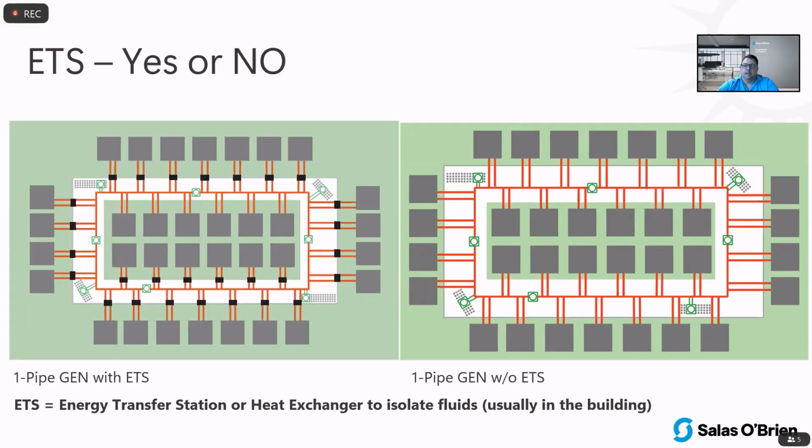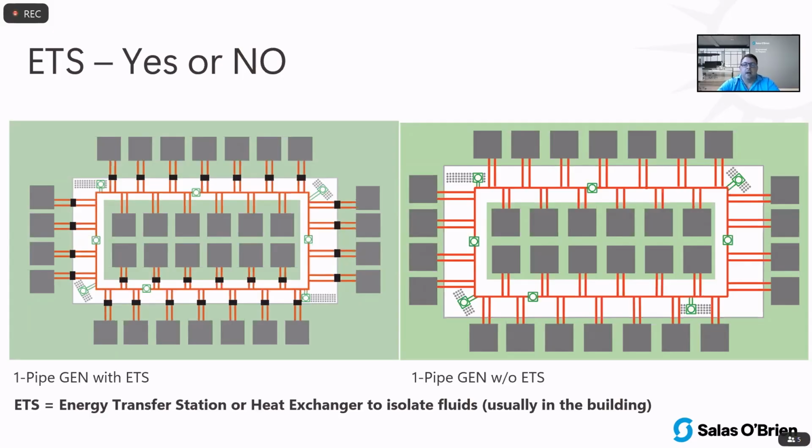The infrastructure is completely isolated, and that way the fluids don't mix, the pressures don't mix. If I had a mid-rise or a high-rise building on one of these systems, that pressure would impact the infrastructure pressure if I didn't isolate that. So most systems we see today have what we call an ETS, or an energy transfer station, to isolate those systems.